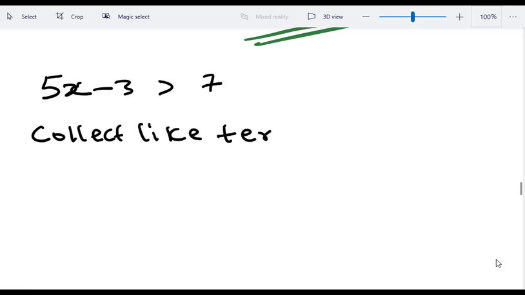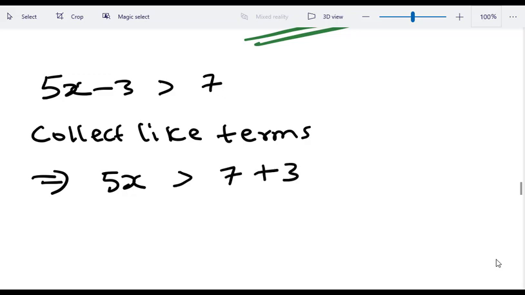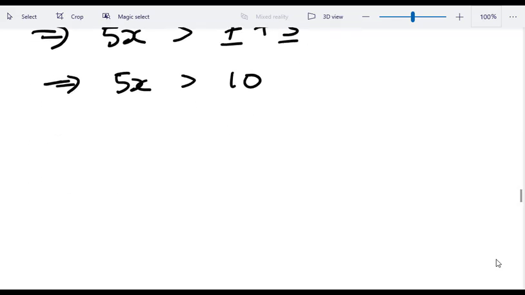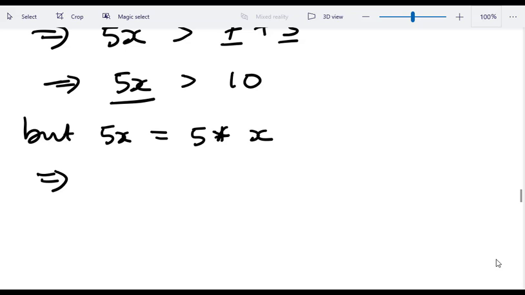When we collect like terms here, it turns out that 5x will be greater than 7 plus 3, because minus 3 crossed this greater than inequality sign. So this implies that 5x will be greater than 7 plus 3, which gives us 10. But keep in mind, 5x is the same thing as saying 5 multiplied by x. So in a nutshell, in place of 5x, I will replace it with 5 multiplied by x greater than 10.